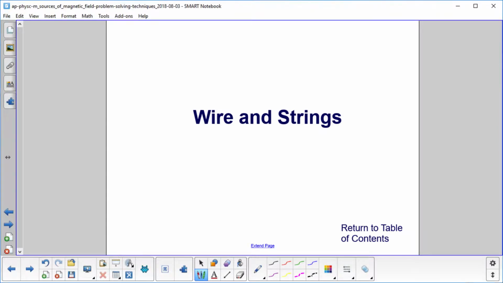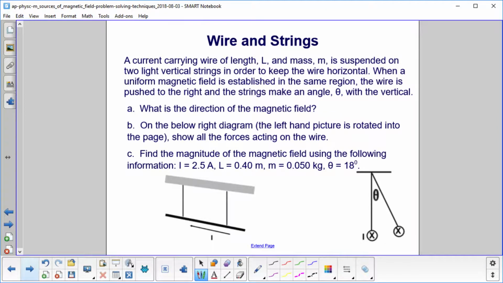Wire and strings. A current carrying wire of length L and mass M is suspended on two light vertical strings in order to keep the wire horizontal. And that's this picture here. When a uniform magnetic field is established in the same region, the wire is pushed to the right and the strings make an angle theta with the vertical. And that's what we're showing over here.